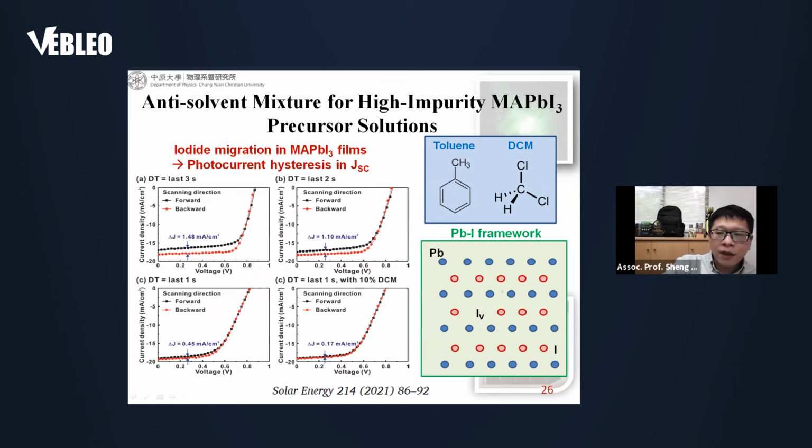Okay, we know that when we try to add some defects in the perovskite material, it will give us some photocurrent hysteresis effect in the JV curve. So we can try to change the dropping time and also add 10% of DCM. Then the photocurrent hysteresis effect can be reduced.